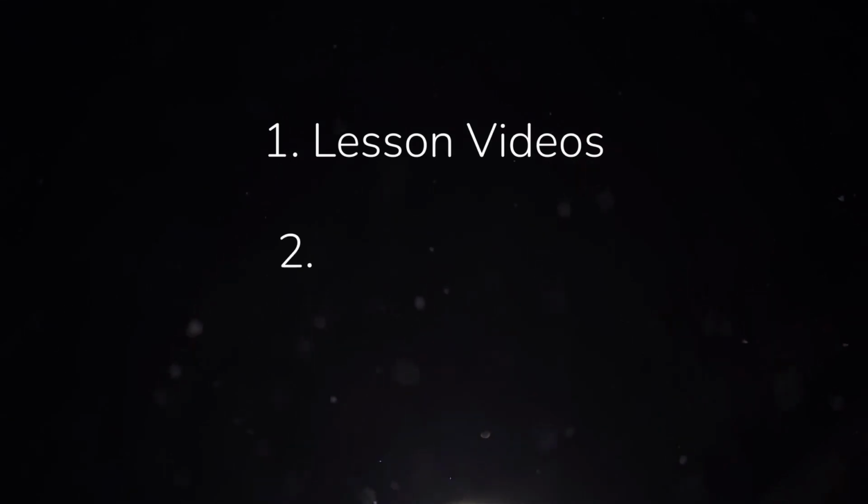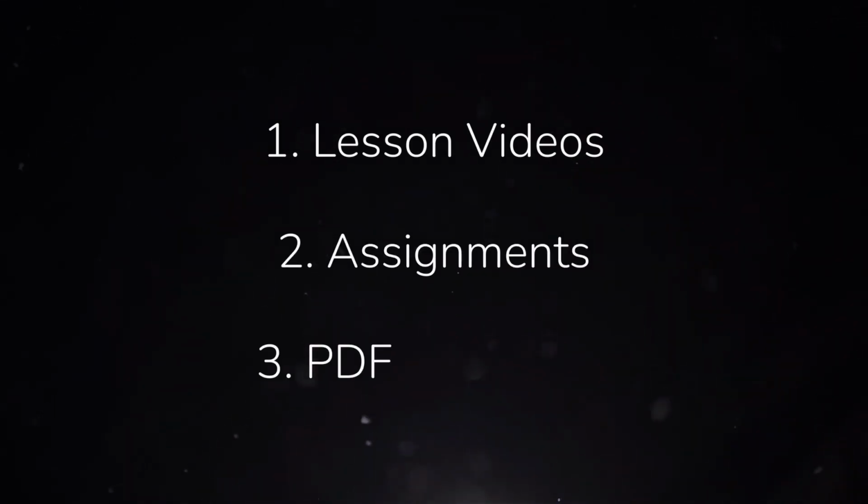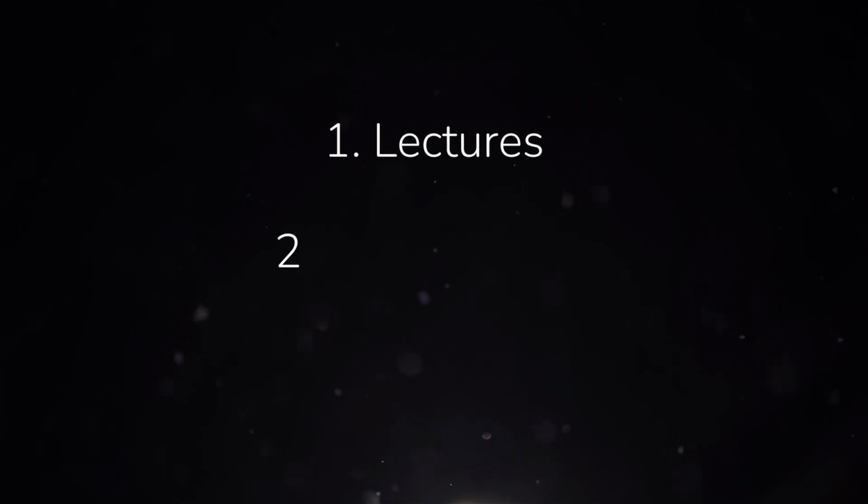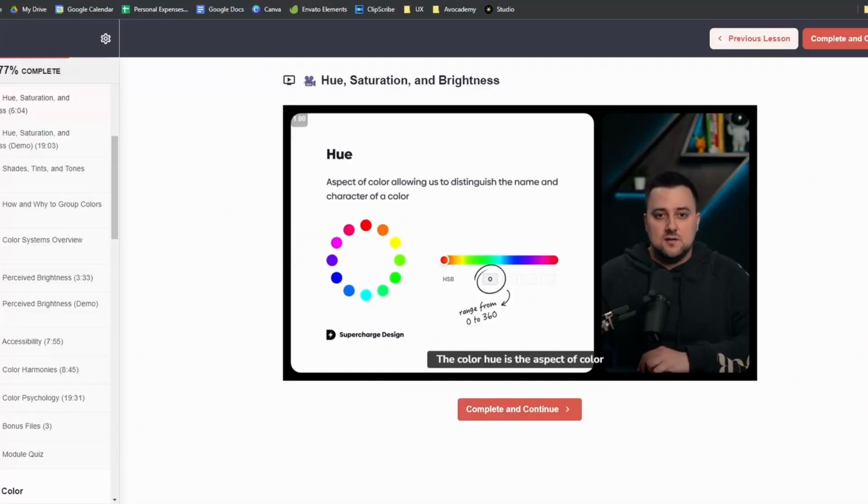So there's really three main types of content within this course. There are the lesson videos, there are the assignments, and then there are PDF resources. And the lesson videos can really be broken down into two subtypes. There are the actual lecture videos and the follow-along videos. For the lecture videos, you're basically watching the instructor Andrija teach on camera about the different principles of color, and then there are visuals to accompany what he's talking about.